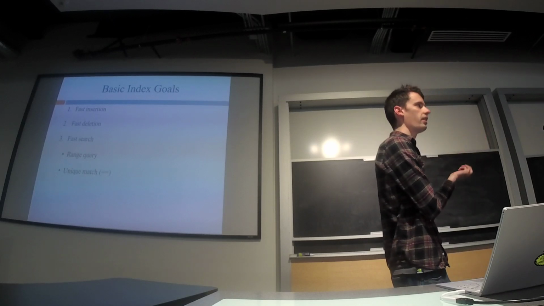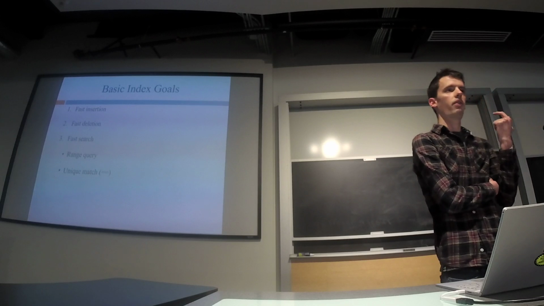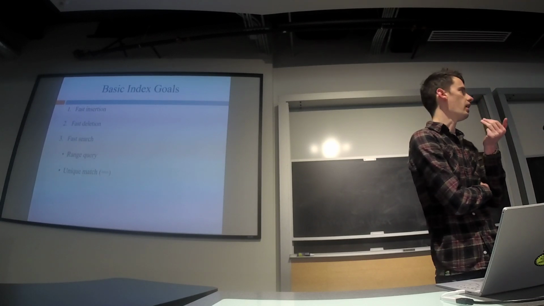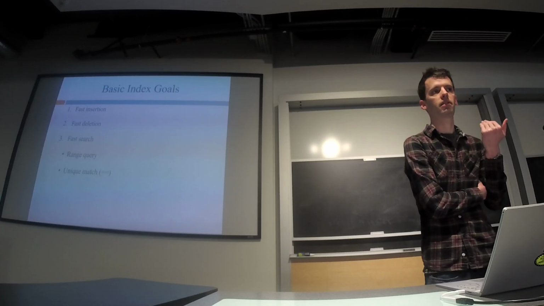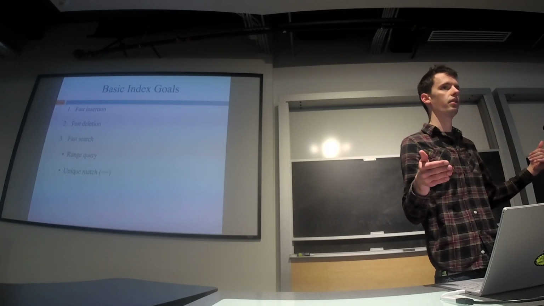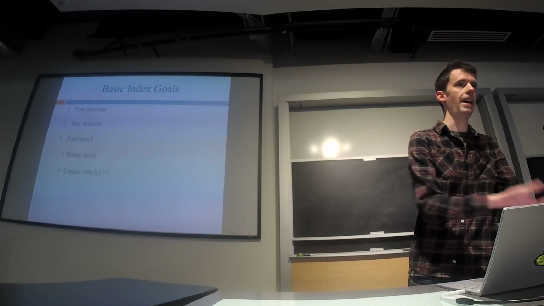So what is the actual data structure that implements the index? We want fast insertion, fast deletion, and fast search. Specifically 2 kinds of search. So we do a lot of range queries in databases, like greater than some date or in between 2 dates. And we often do a lot of just exact match queries.